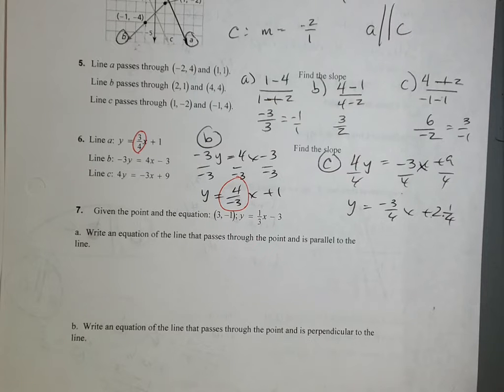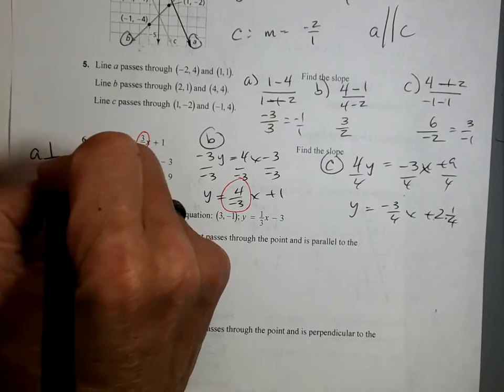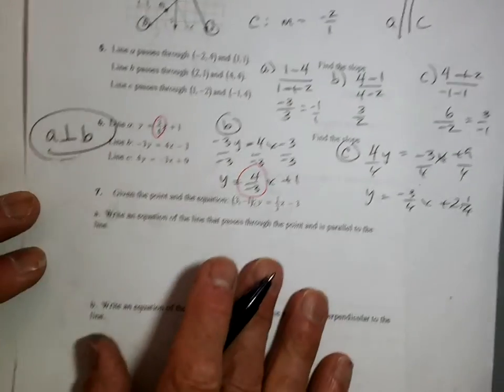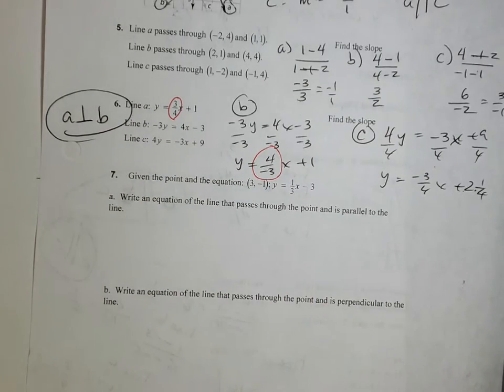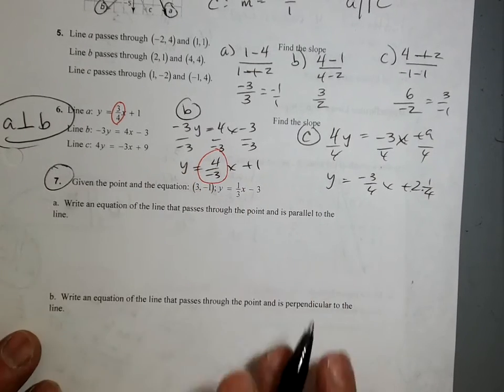So let's write this. A, watch this, I love my little symbols because I don't want to write perpendicular. I'm just going to do this. I'm going to go, okay, A perpendicular to B. Isn't that easier than writing perpendicular? Okay, 7. Almost done.